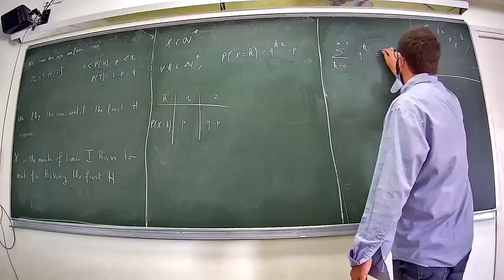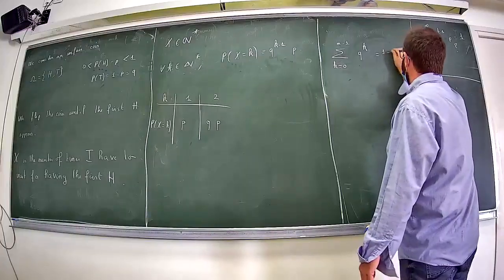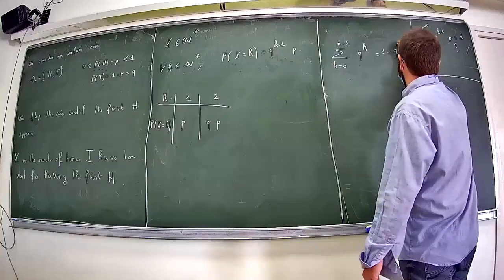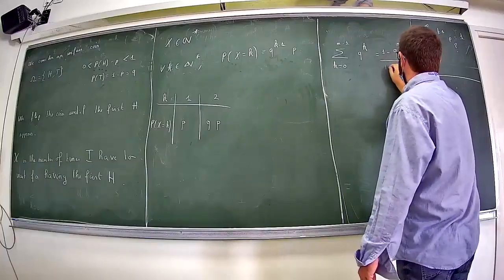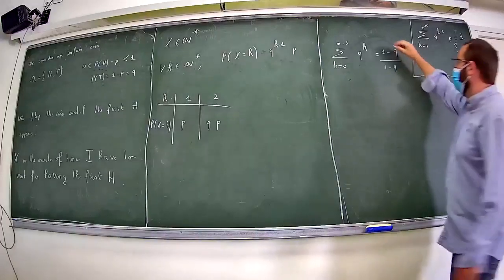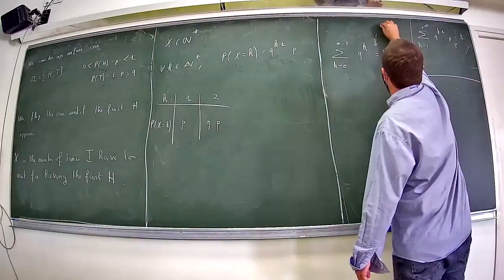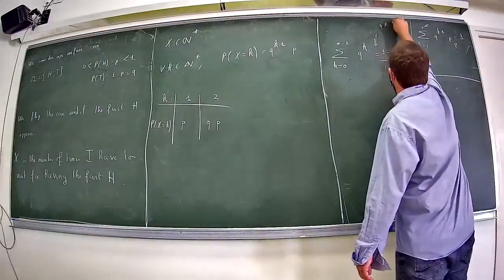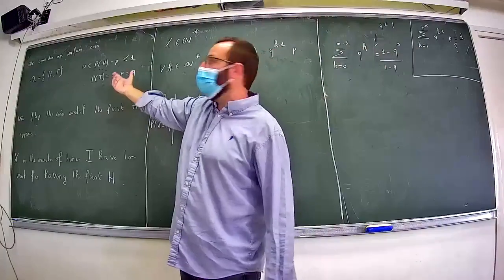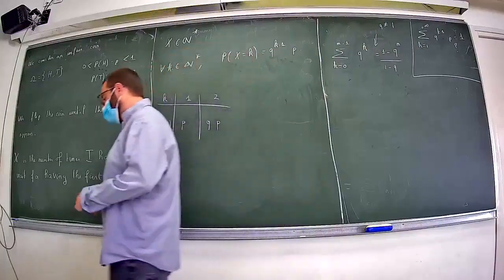Something like this: 1 minus q to the power of the number of terms, that is n, over 1 minus q. And of course, if I want to write this, I have to suppose that q is different from 1. With what I have supposed here, q will be different from 1 because p is strictly positive.